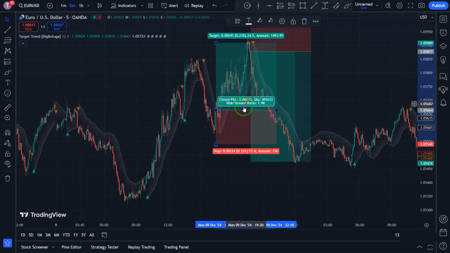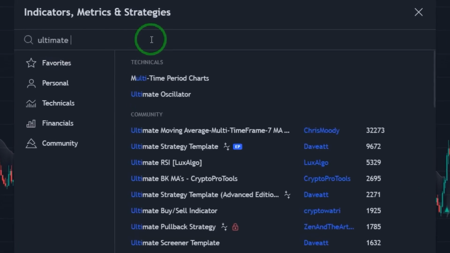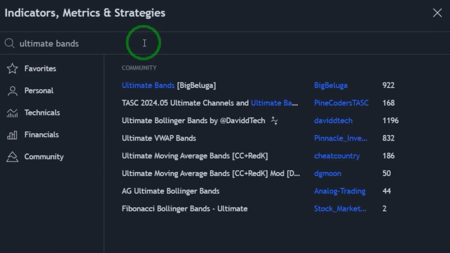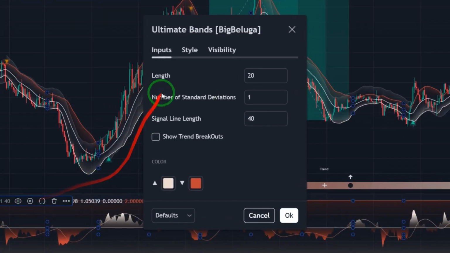Now we need to add another indicator to our chart to increase our win rate. Go to the Indicators tab and type Ultimate Bands. When you find it, click on it to add it to your chart. After that, we go into its settings and make some adjustments.